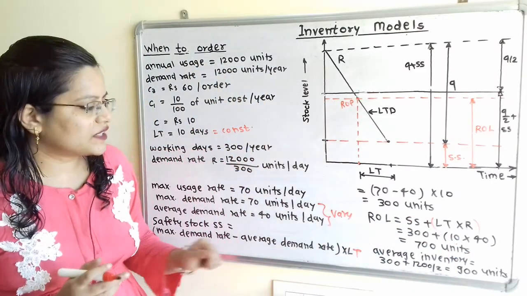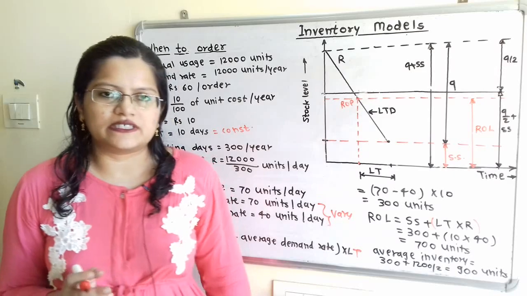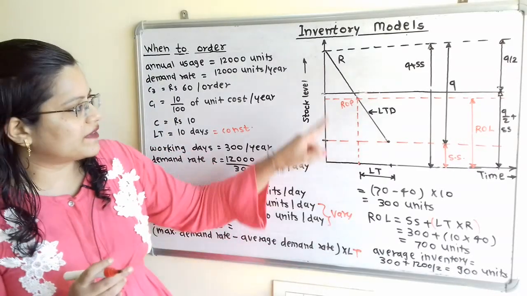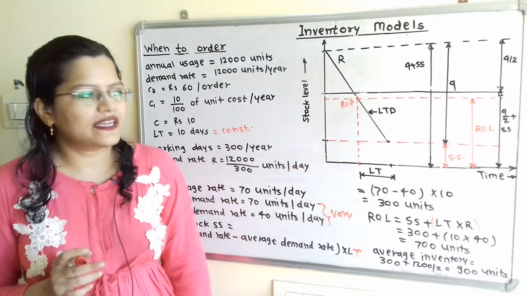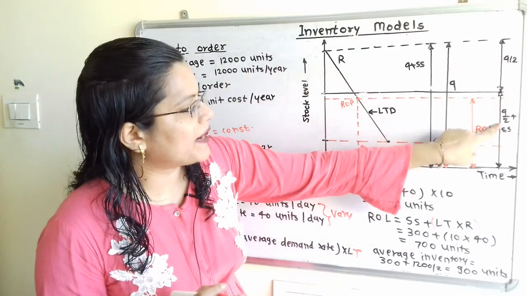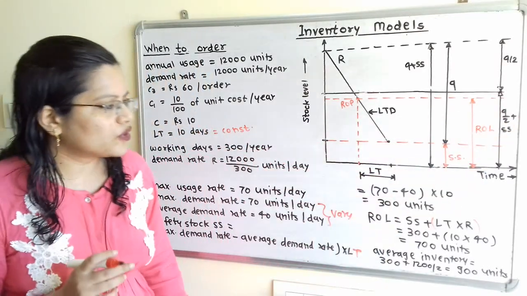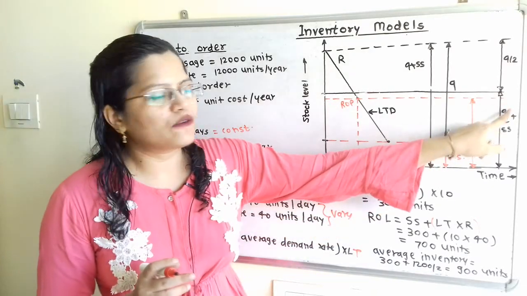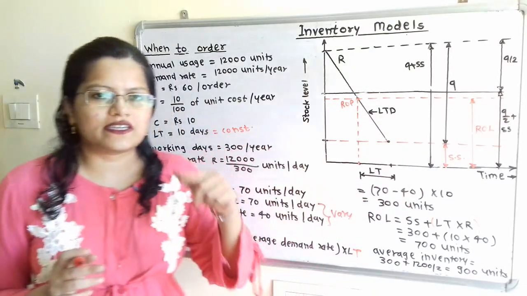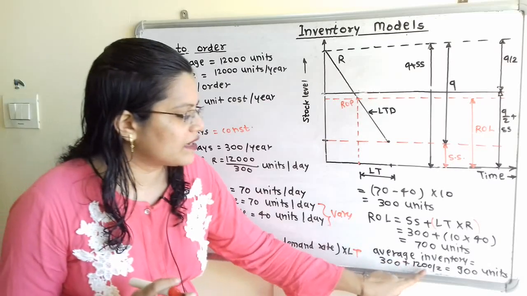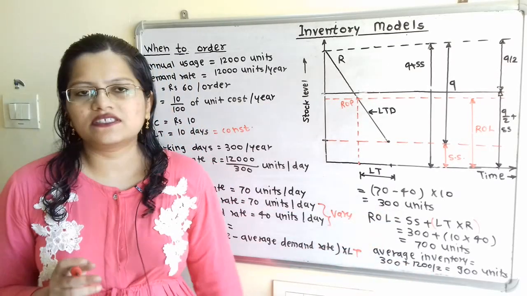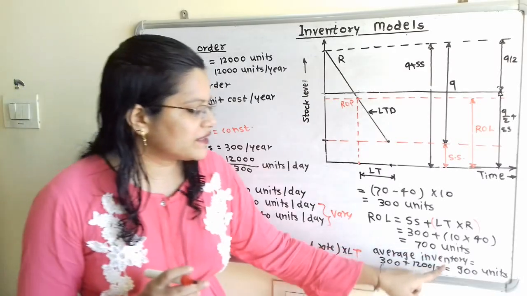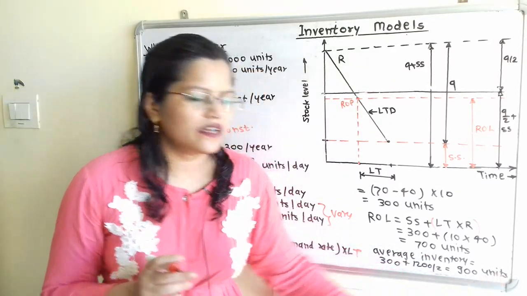Now next question is average inventory. So how to calculate average inventory? So this black line indicates the average inventory level, and that is equal to Q by 2 plus SS. So Q by 2, that is we have to take the economic order quantity that we have calculated, 1200 divided by 2 plus SS, that is safety stock, that is 300. So average inventory, that is equal to 900 units.